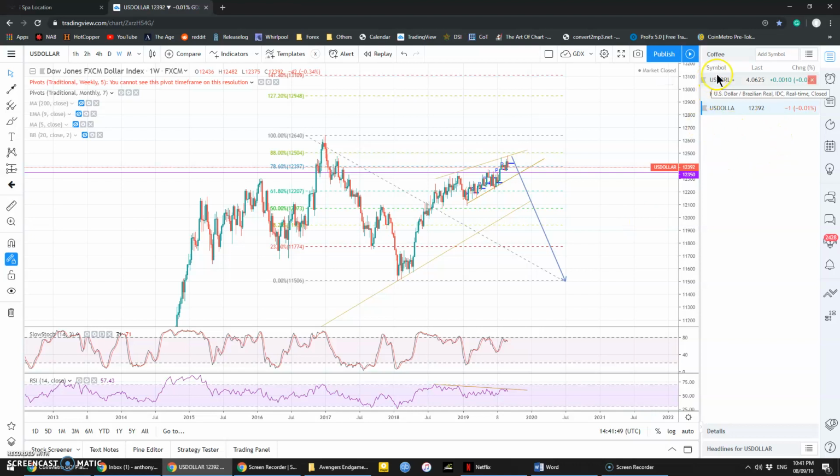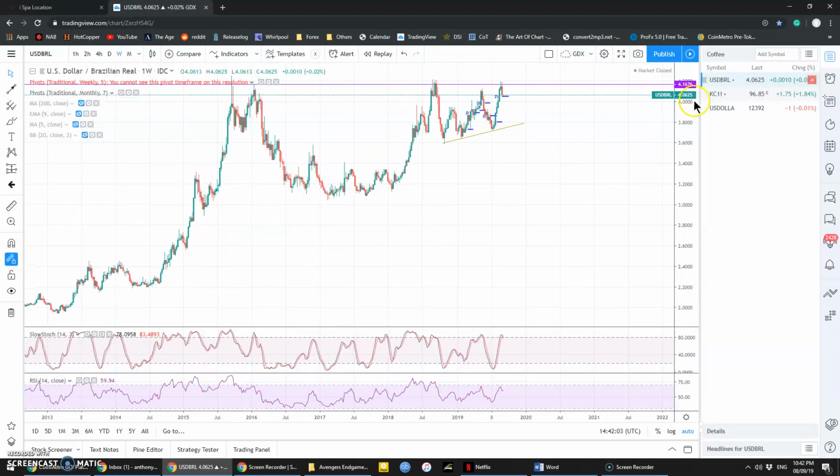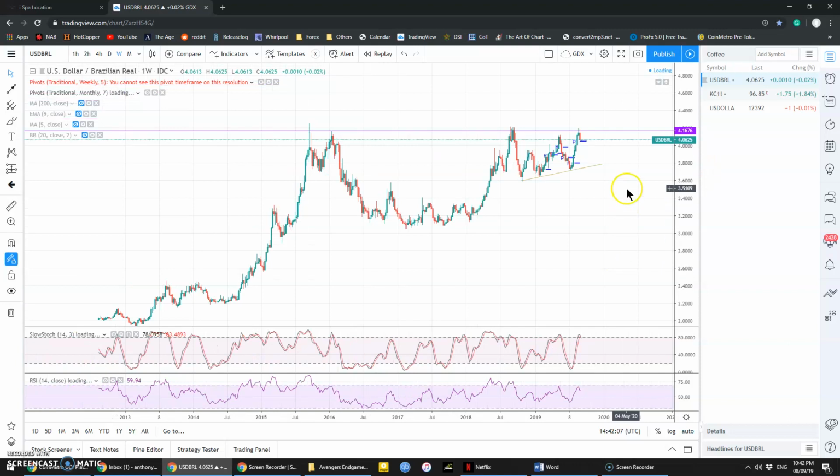So it all begins with the USD real. If you're trading coffee, the major coffee producer would be Brazil. And so I like to look at the strength of the real against the US dollar to give me an indication of which way coffee is going to go. So that's where a Forex trade informs you on the commodity trade.